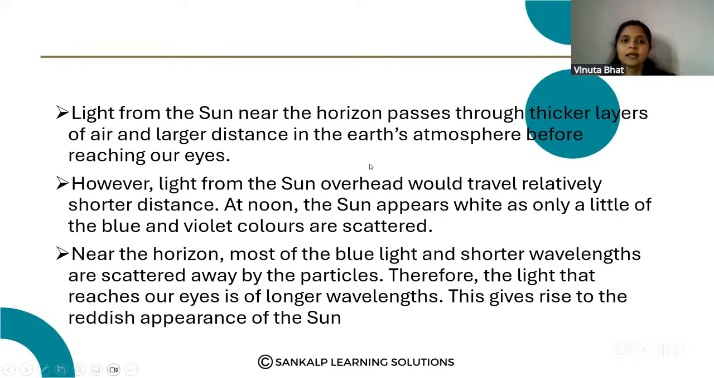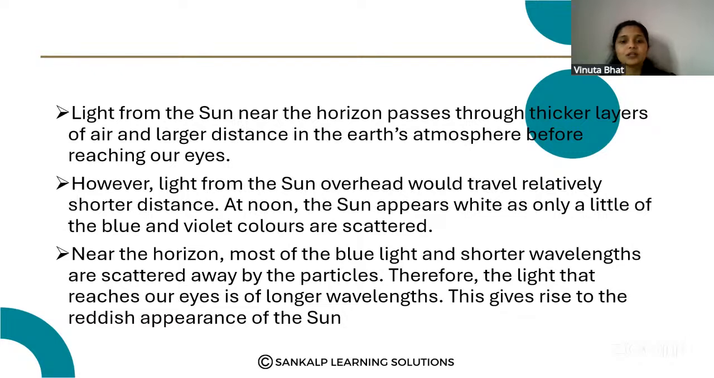Light from the sun near the horizon passes through the thicker layers of air and a larger distance in the earth's atmosphere before reaching our eyes. However, light from the sun overhead travels a relatively shorter distance. At noon, the sun appears white as only a little of the blue and violet colors scatter. So that is the reason.